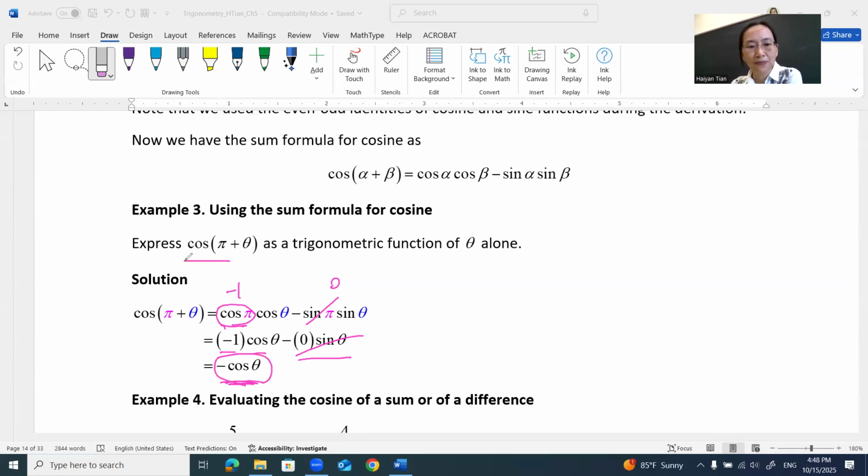So now we have achieved the purpose of expressing the expression as a function of theta alone. You see, negative cosine theta is a function of theta alone.